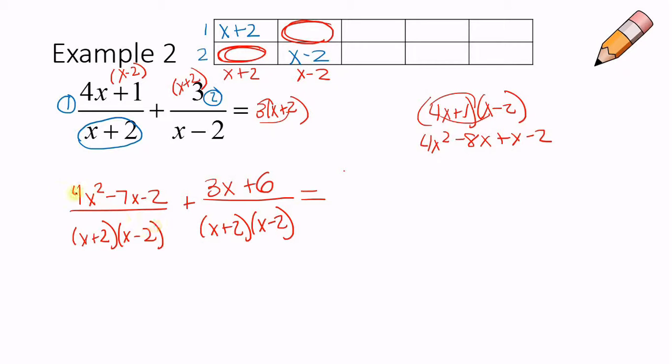Now, let's combine our like terms. 4x squared has nobody to combine with. Negative 7x and a positive 3x do. So I'm going to get a negative 4x. Negative 2 plus 6, that is a positive 4. And then I am done with that problem.